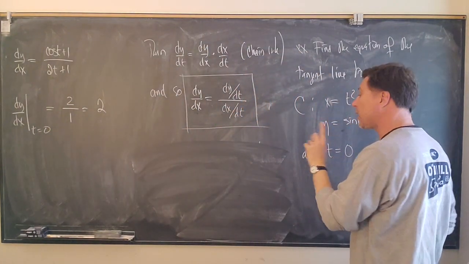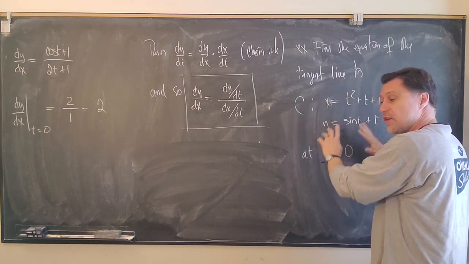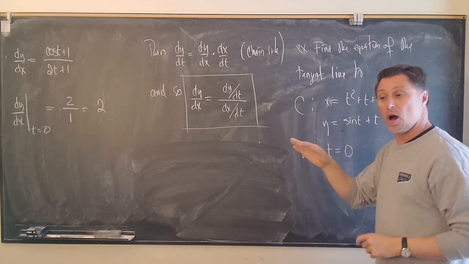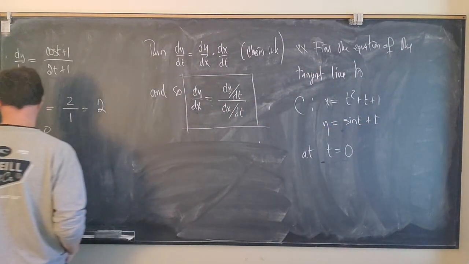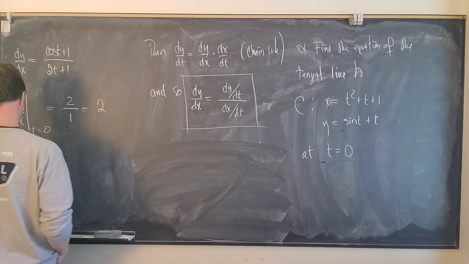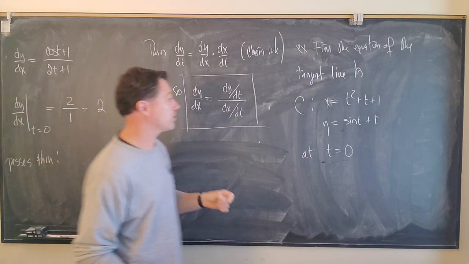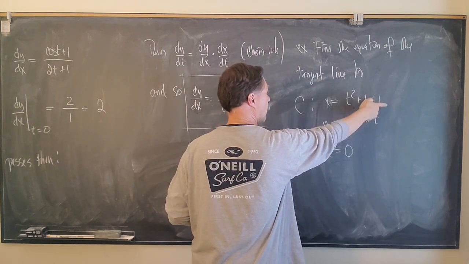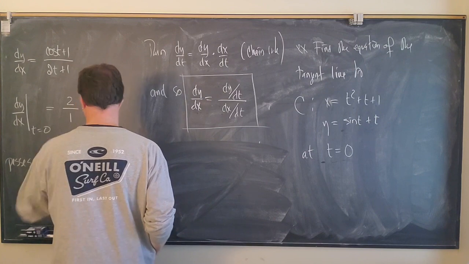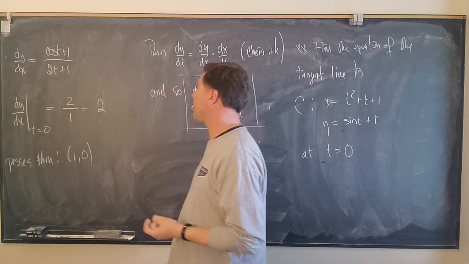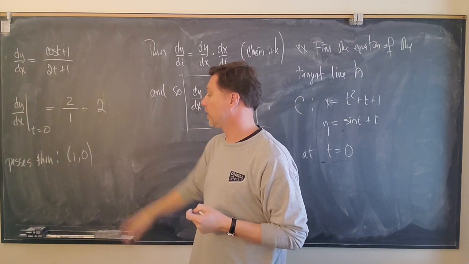We need to know which point it passes through. So I need to take t equals 0 and plug it into the original to figure out the x and y coordinates of the point that this line is passing through. So I'm going to take 0, plug it into each of these, and it's going to be 1, 0. All right. So we want then the tangent line has the equation slope 2 passing through 1, 0.